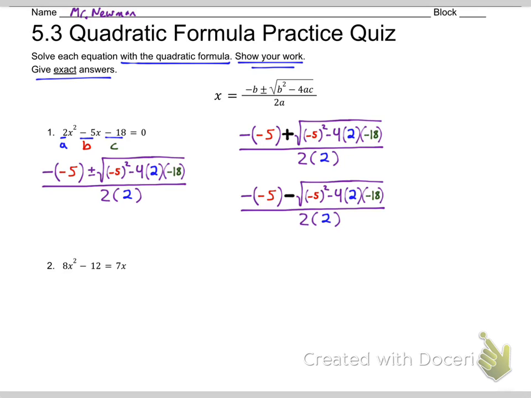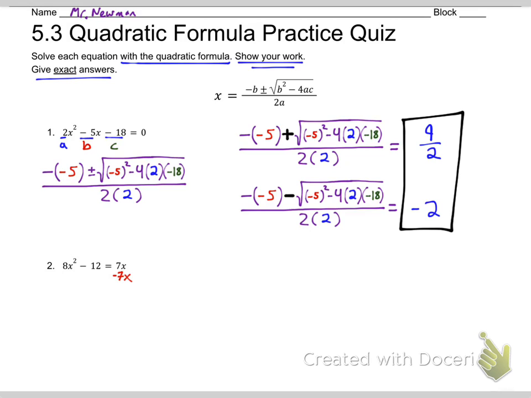When you plug in the first one, you get 9/2 or 4.5. When you plug in the second one, you get -2. And those are the two solutions. Since those are exact, I don't have to worry about rounding or anything. Those are my exact answers, and I'm done.